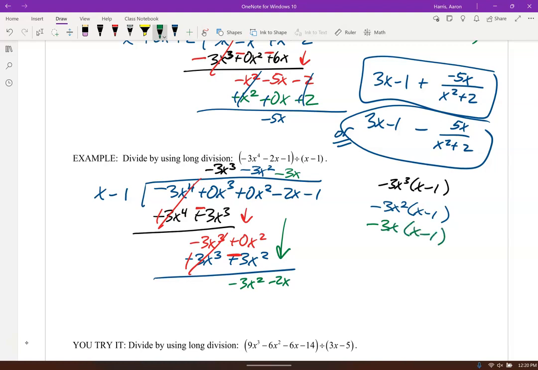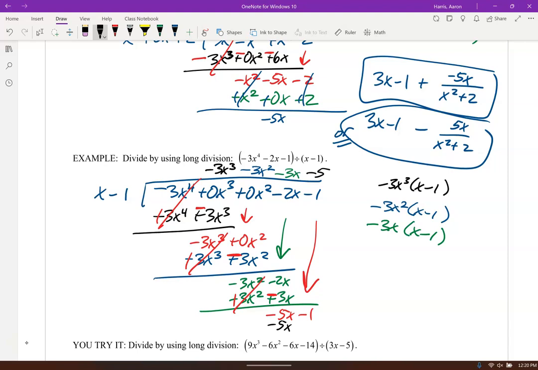So negative 3x times x, negative 3x squared. Negative 3x times negative 1, plus 3x. Don't forget, change the signs. Gone. Negative 2x minus 3x, negative 5x. Bring down the minus 1. Now I'm matching the negative 5x. So what times x gives me negative 5x? Negative 5.